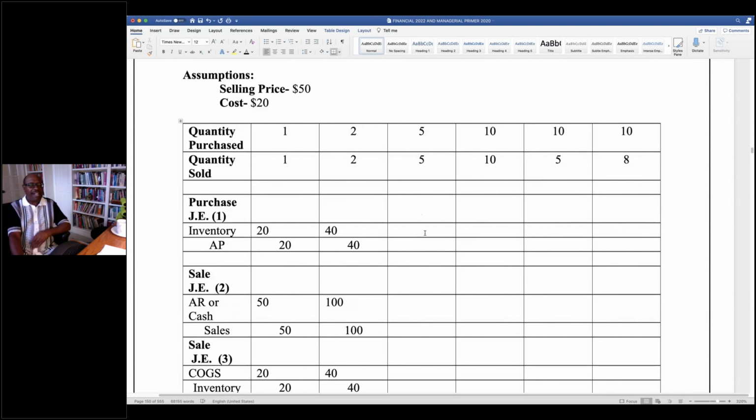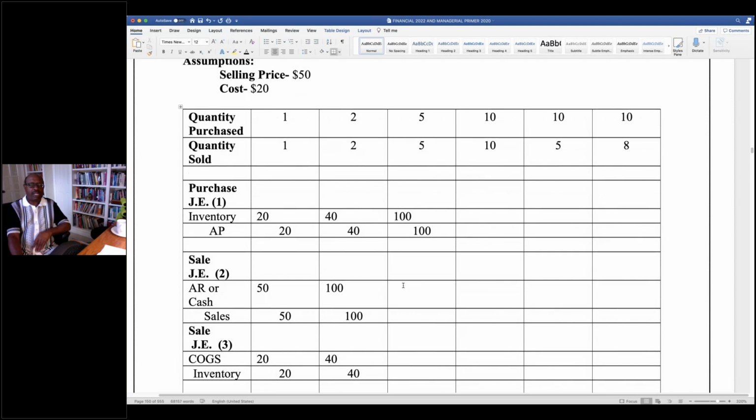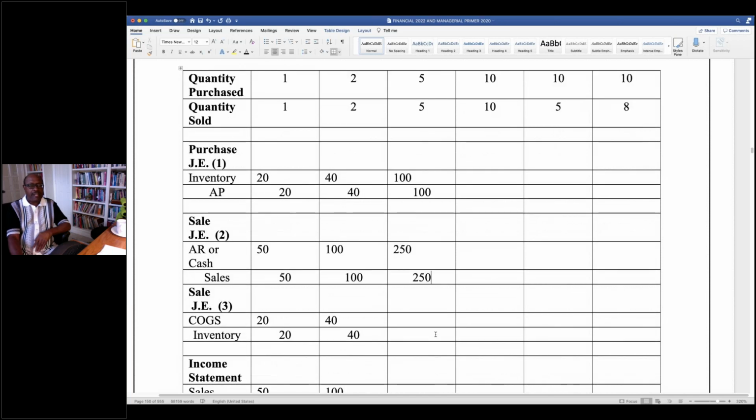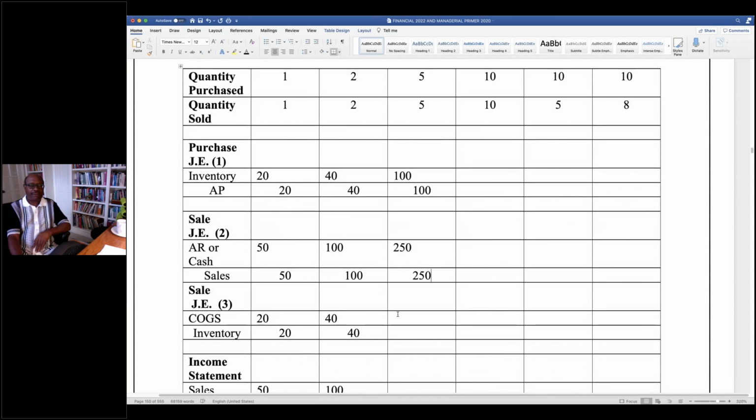All right, well, let's see if we can sell 5 then. We've got to buy 5 first. So we buy 5. How much are we paying now? 100. So when we sell all 5 of them, what happens? How much are we getting? 250. And then our cost of goods sold entry is going to be what? 100.